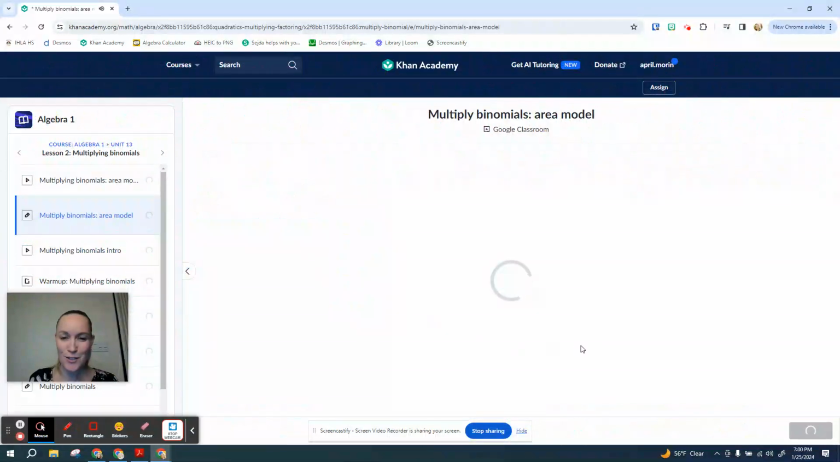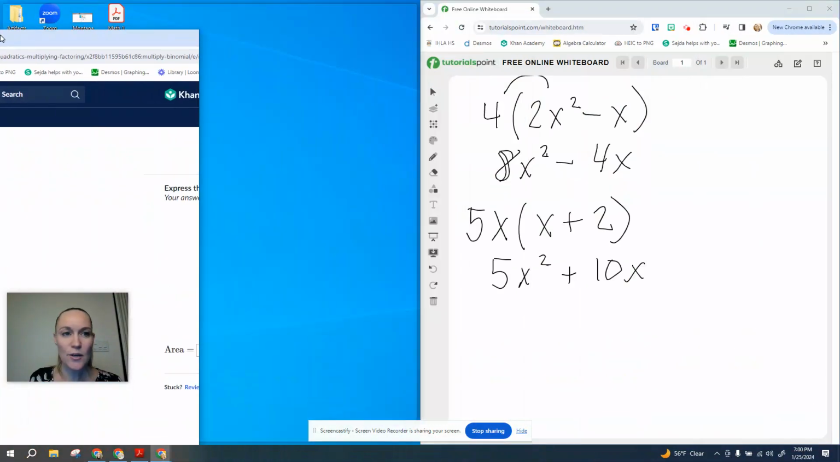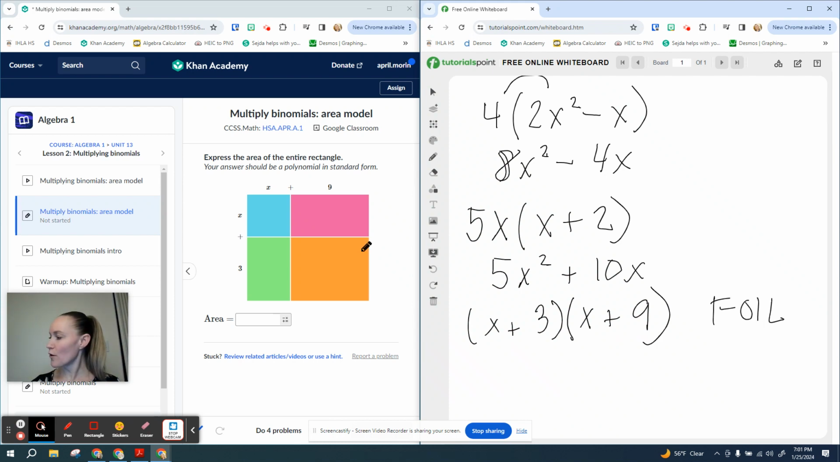2 squares down. Third square. Multiply binomials. Let's do this. Okay, so basically the same thing, but instead of having one monomial, we have a binomial. So we have binomial times binomial. Pretty simple here. We have x plus 3 times x plus 9. Okay, some people use the acronym FOIL.